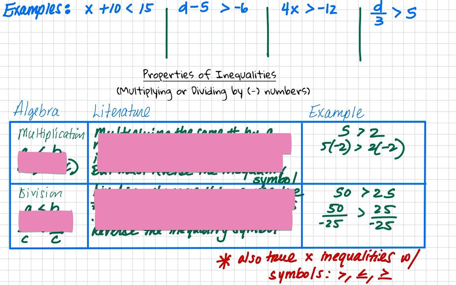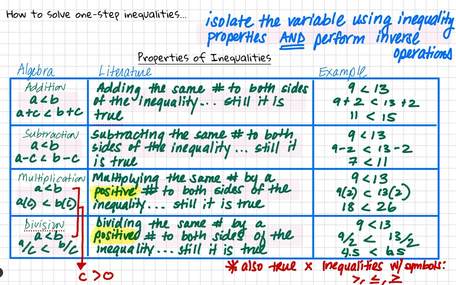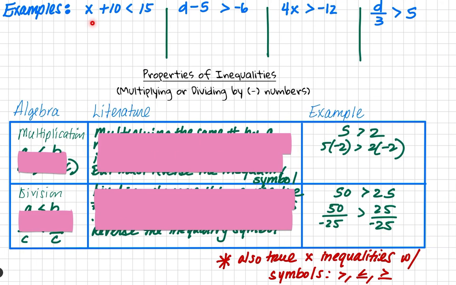So now let's do some examples. We have x plus 10 is less than 15. Remember, in how to solve inequalities, we're going to isolate the variable using our inequality properties, and we're going to perform inverse operations. So here, our variable is not isolated. How can we isolate it? We're going to use the subtraction property and subtract 10 from the left, so we have to subtract 10 from the right. And then we end up with x is less than 5.